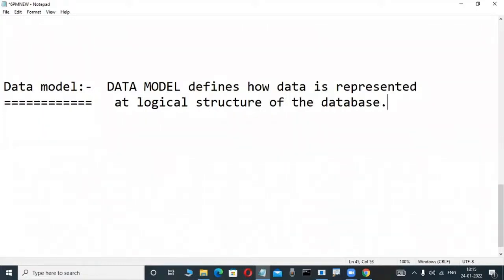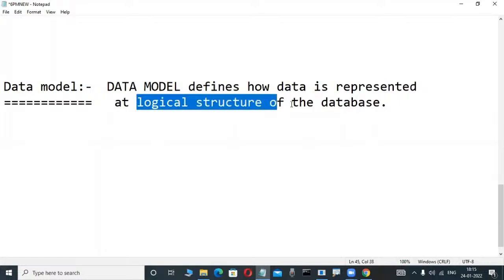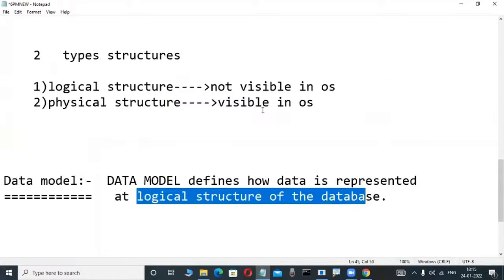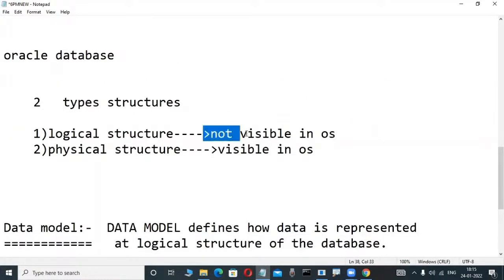And now check it out. Observe it here. What is a logical structure? In previous classes, I told you, a structure which is not visible in the operating system is called a logical structure. Or maybe you are creating a table, which is not visible in the operating system, but that structure is visible in the database or not.